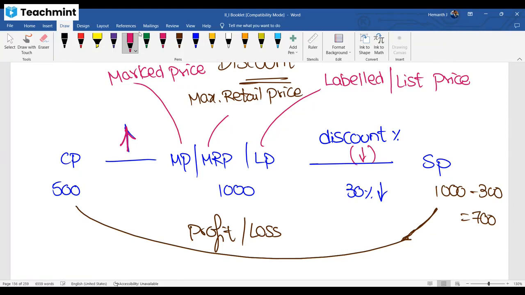Right. Fine. Now I want to know one point. Profit and loss is by default calculated on CP, cost price. Okay, good. Now, discount is calculated on what? How did you get this 300, my dear? Can anyone say how you got this 300?